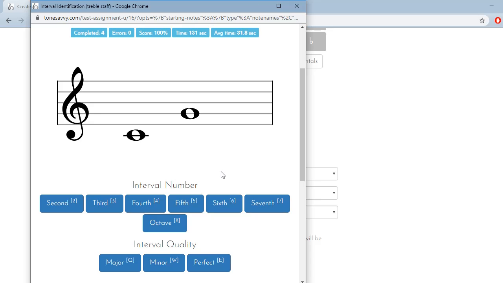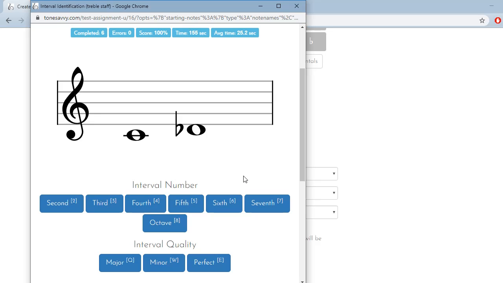Okay, here's another example of the perfect. We know that F, G, and C are perfect intervals above C. So when we see a G above a C, we know that's perfect. And it is 1, 2, 3, 4, 5 steps above. That's a perfect 5th. We've already seen this major 3rd.